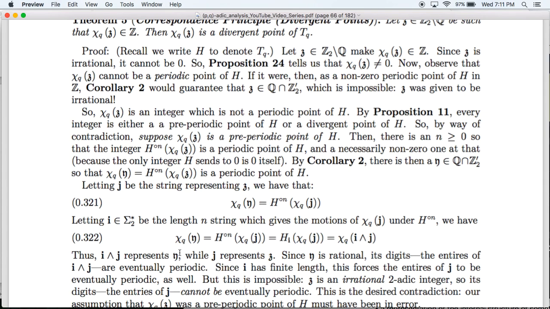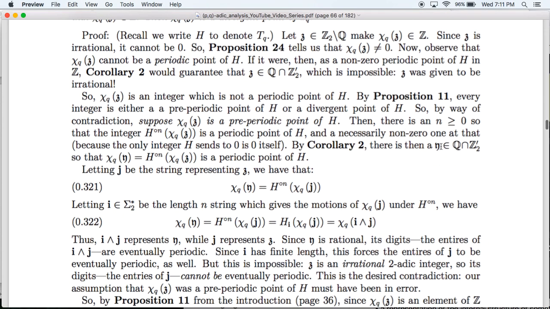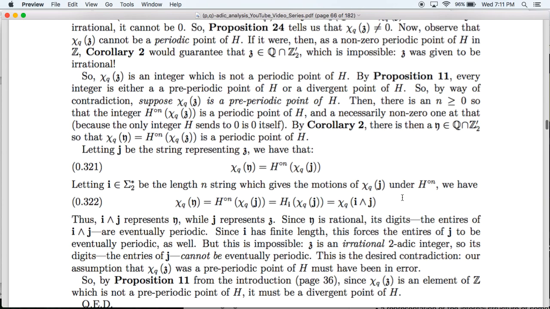But we have a problem here. y is rational, so its digits are eventually periodic. Here, I is finite and j is infinite, and j represents z. But since z is irrational, j is never periodic. Thus, a finite string wedged with an infinite aperiodic string is never periodic, which means y is irrational. But that's impossible. We just saw that y has to be rational. This is a contradiction. So chi-q of z cannot be a pre-periodic point of h.